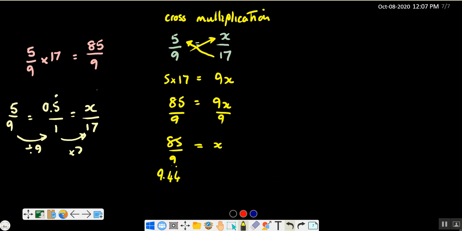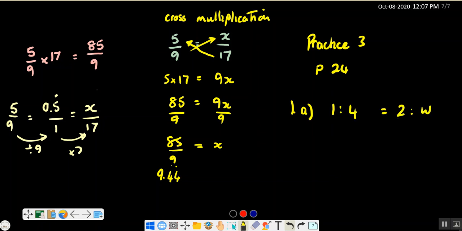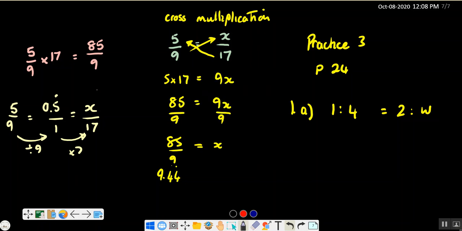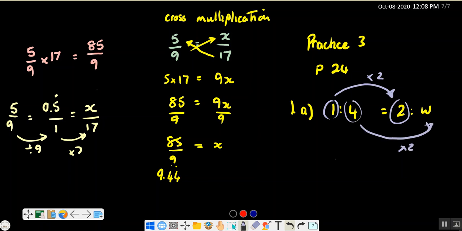On practice 3, which is on page 24, the first question, 1A, is 1 to 4 is equal to 2 to W. Now, this one's nice and easy. There's no decimals. Why not? Because 1 to 2, how do we get there? Just times by 2. Therefore, 4 to W, times by 2, so W is 8. I can use that method. Nice and easy.